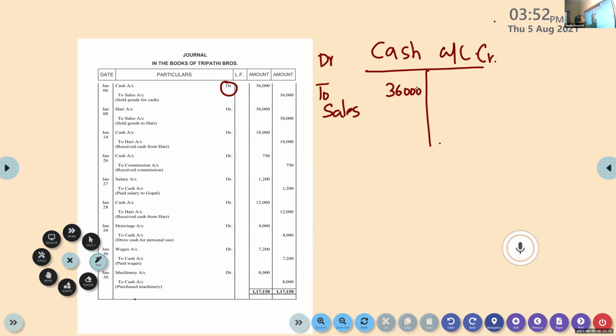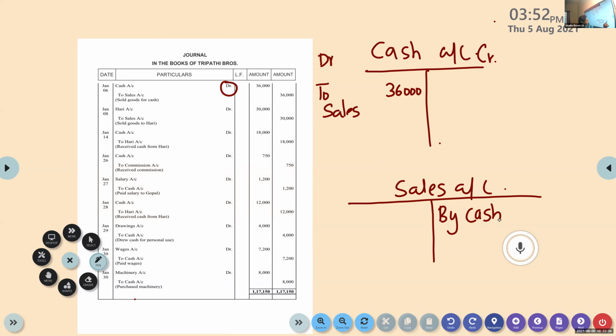Sales account. What to do in the sales account? We will write by cash on the credit side, 36,000. Okay, is it clear? Yes. Coming to the next transaction, Hari account debtor to sales. So open the Hari account. Coming to Hari account, what to do in the Hari account?